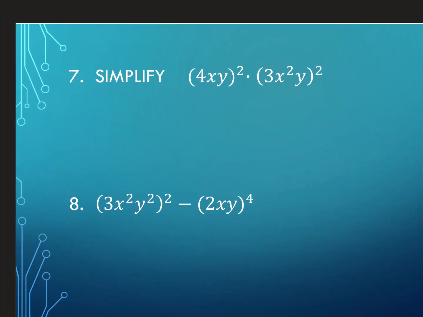Okay, look at the difference between 7 and 8. What are you doing in 7 and what are you doing in 8? In 7 you're multiplying and in 8 you're subtracting. Two different rules, guys. After you distribute the exponents, there are two different things to do here.